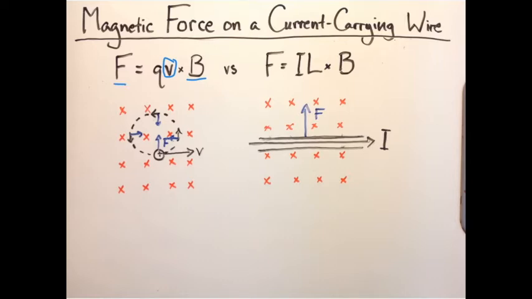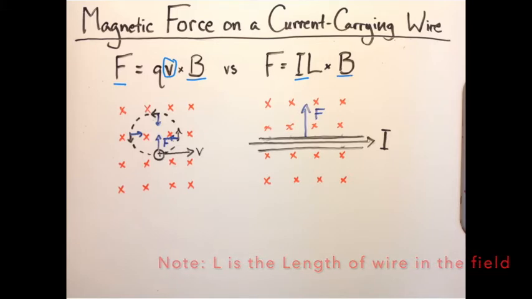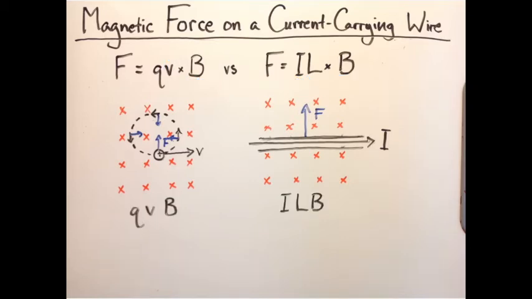All right, using IL cross B, you point your hand in the direction of the current, you curl your fingers in the direction of the magnetic field, and the force is going to be the direction that your thumb is pointing. Now, one other thing that we ought to address with these two equations is how they look very different, and yet they both end up calculating the same thing. They both end up being force.